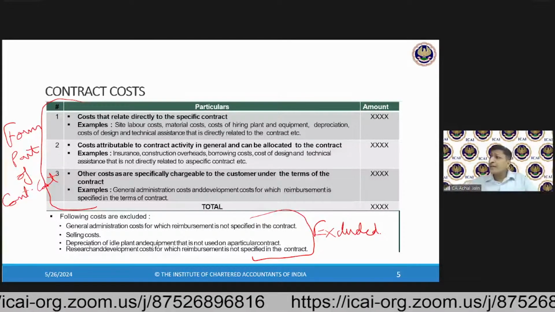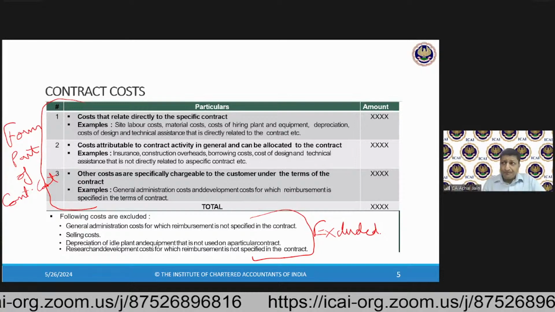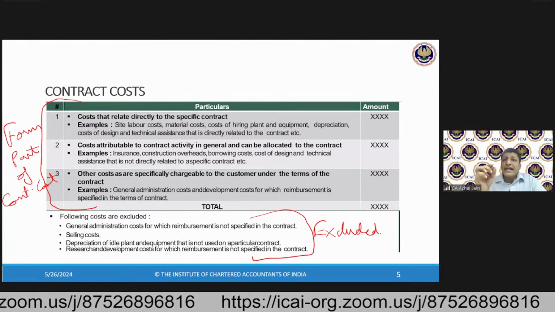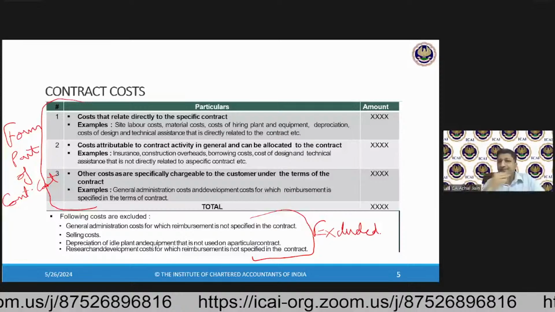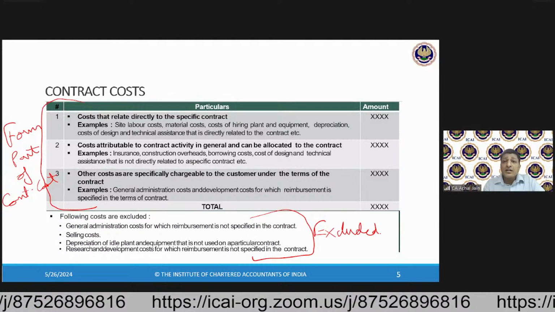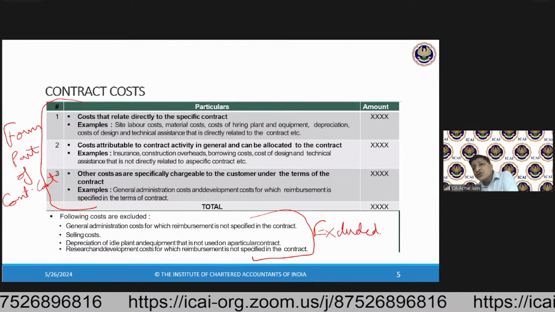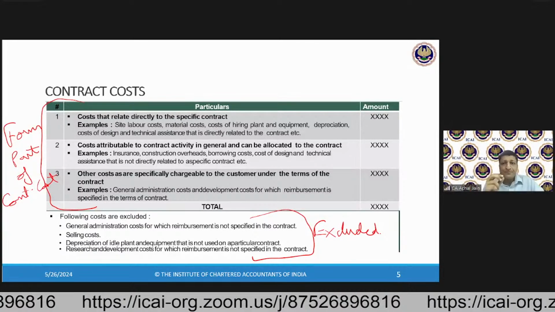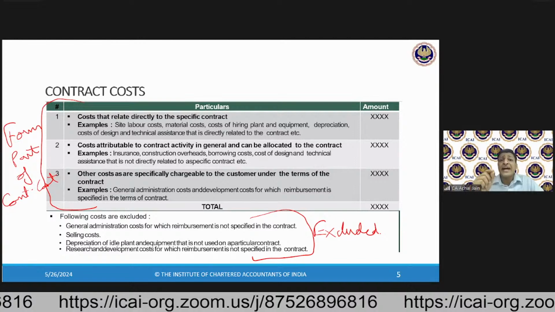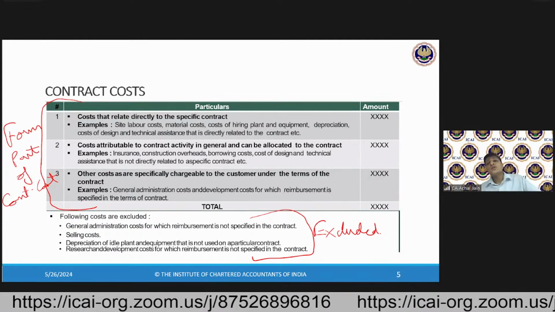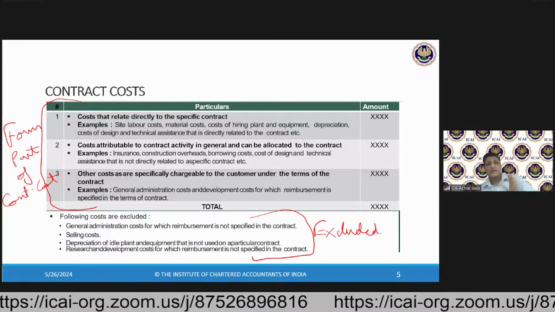In terms of contract costs, any cost which is incurred in relation to the project, in relation to construction of the project, construction of that contract, or construction of that particular item, that cost will form part of the contract.